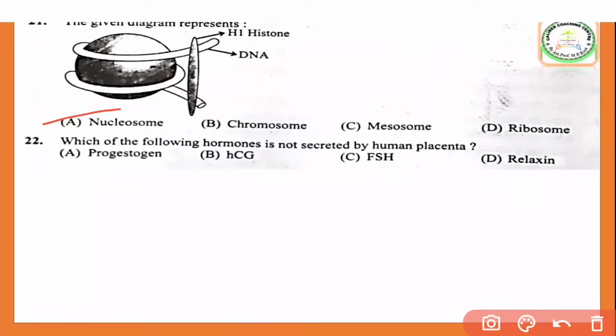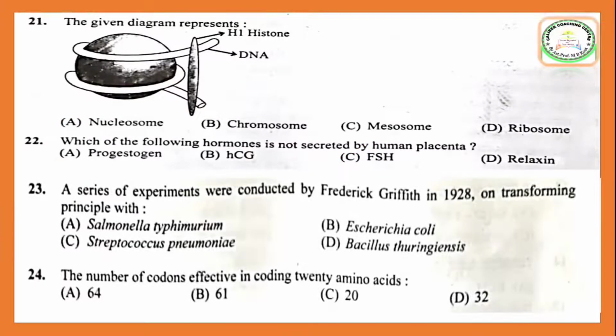Which of the following hormones is not secreted by human placenta? Progesterone, HCG, FSH, relaxin. And the answer for this question is option C, FSH, follicle stimulating hormone. What is the long form for FSH? Follicle stimulating hormone. Yes.